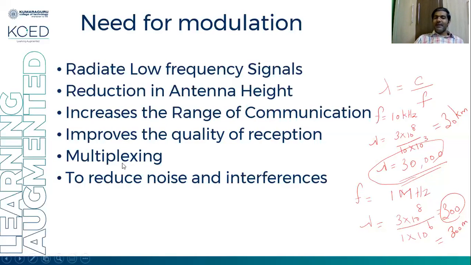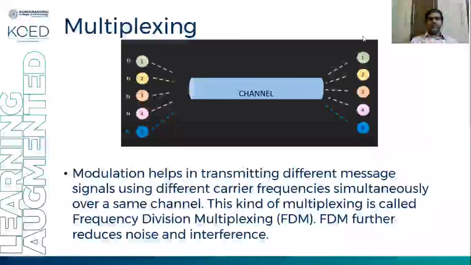And the next one is multiplexing and reduction in noise and interference. This I will explain with the help of a schematic. So the next important need for modulation is multiplexing and reduction. So multiplexing: consider you have 5 different speakers, each transmitting a signal of very close range. Normally when 5 speakers are speaking, their message signal frequencies are very close to each other.